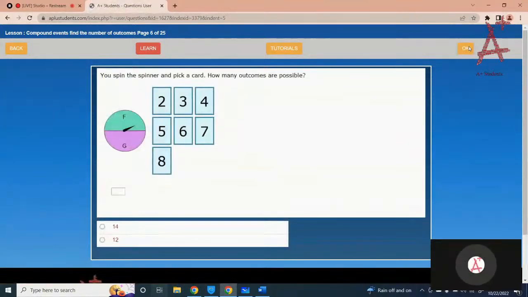Okay, the next one is you spin the spinner and pick a card. How many outcomes are possible? So the spinner has two choices, and the cards are 1, 2, 3, 4, 5, 6, 7 cards. So the total outcomes are 14 because 2 times 7 is 14. Got it?